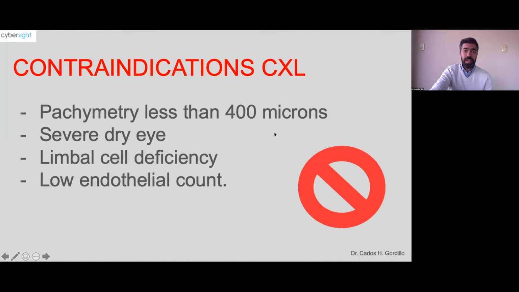Contraindications of cross-linking: pachymetry less than 400 microns, severe dry eye because you will have problems with the epithelialization, limbal stem cell deficiency for the same reason, and low endothelial cell count because you might have some damage and you can have corneal edema.